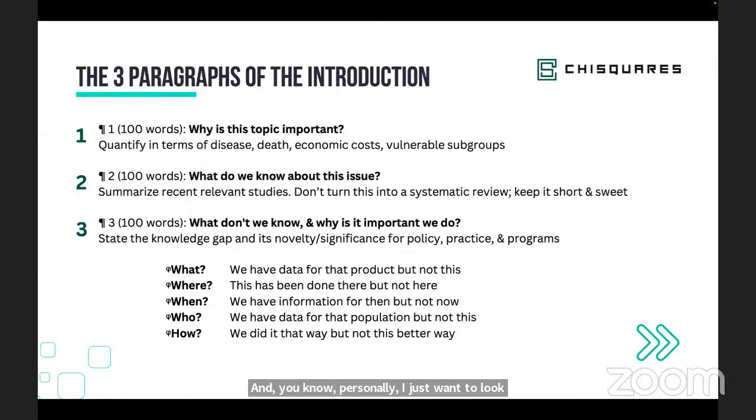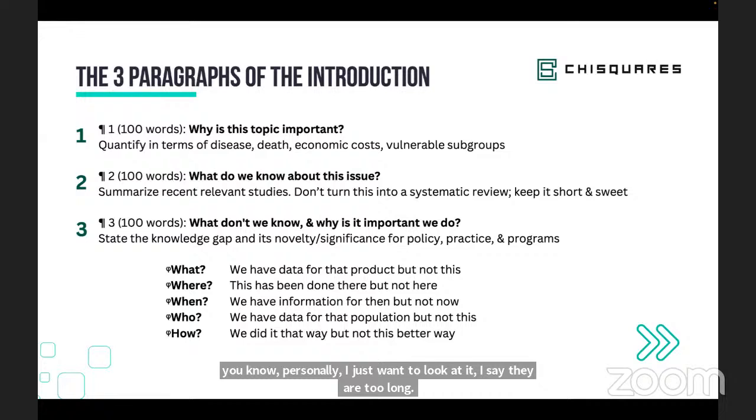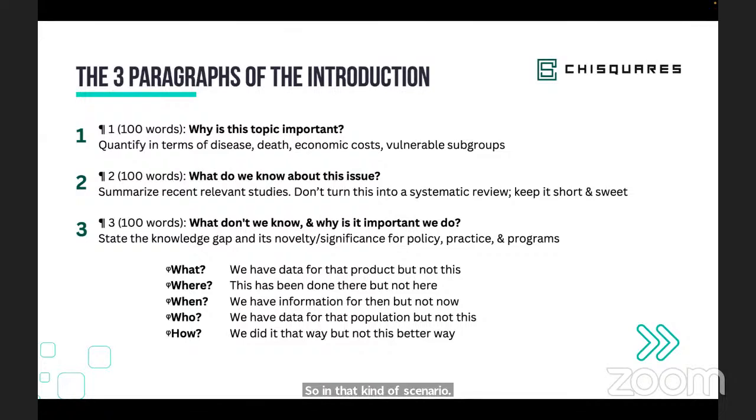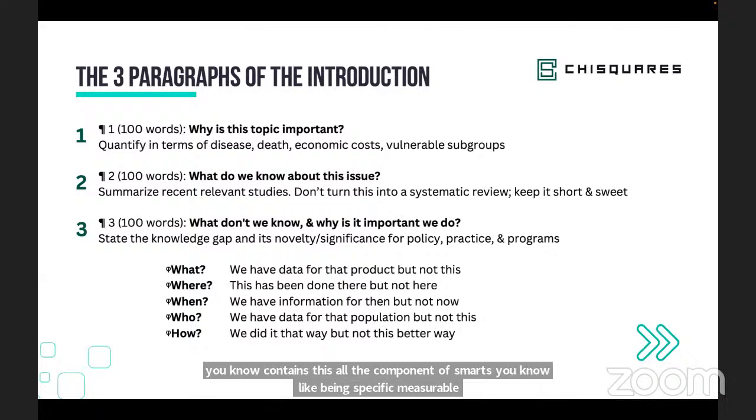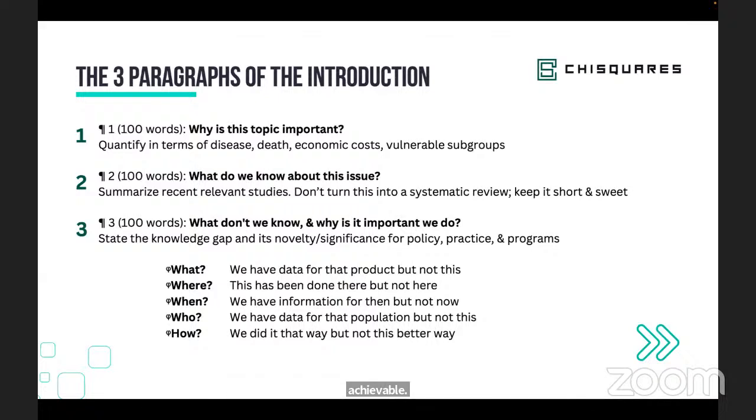So in that kind of scenario, how do we marry people, place, and time? Yes, you also reflect that in the SMART acronym. But how do we make our topic not too lengthy, but also contain all the components of SMART: being specific, measurable, achievable, realistic, and time bound as well? Over.